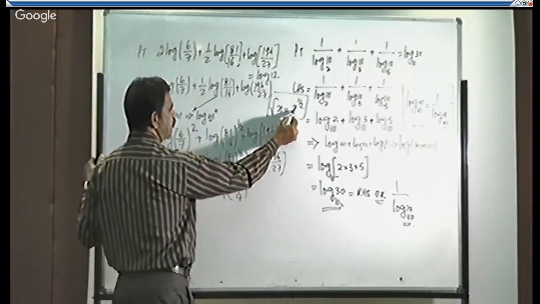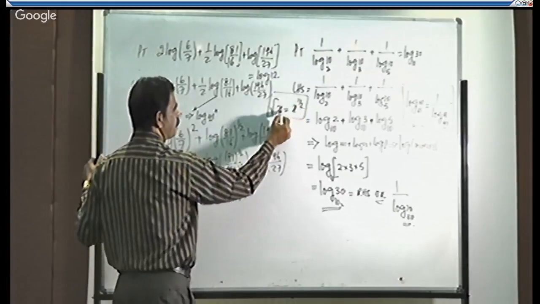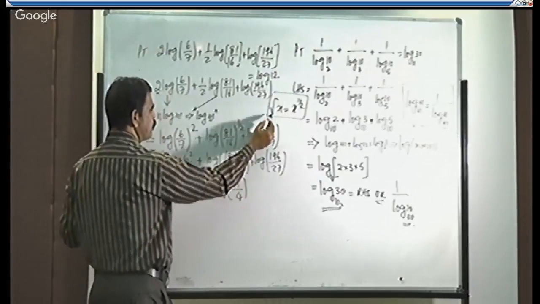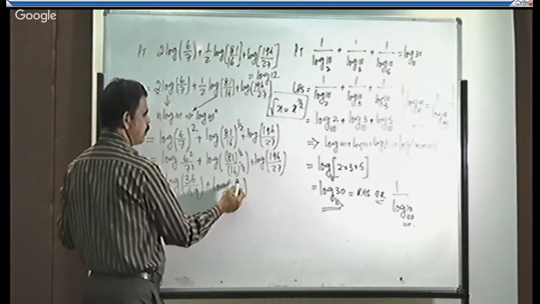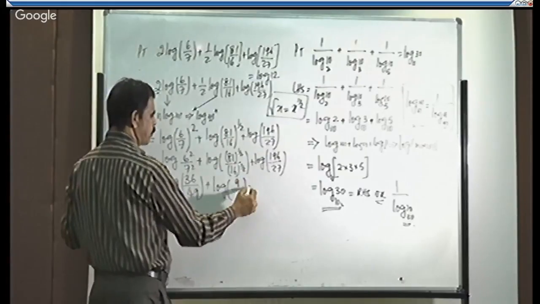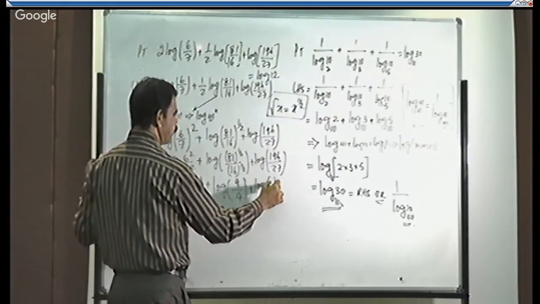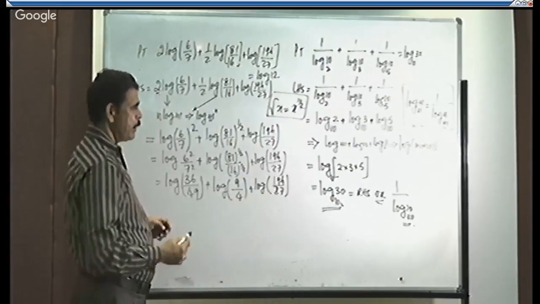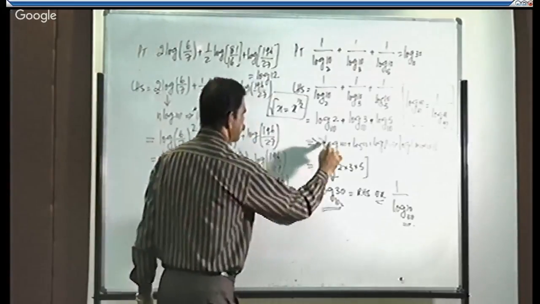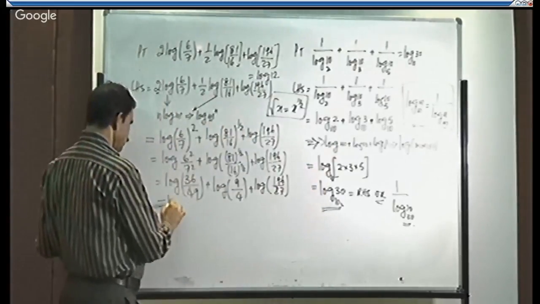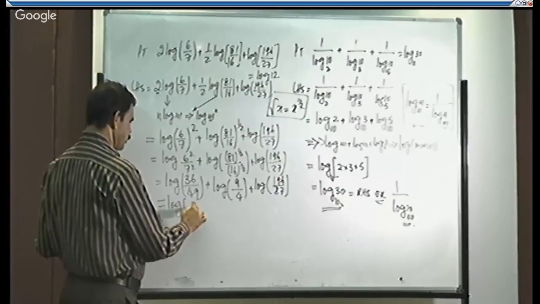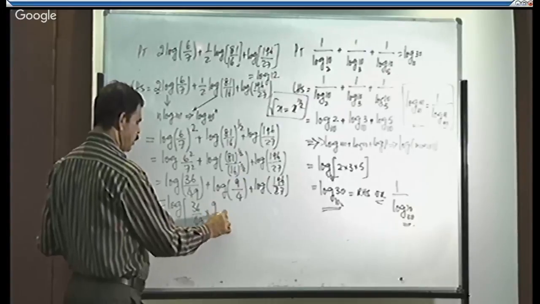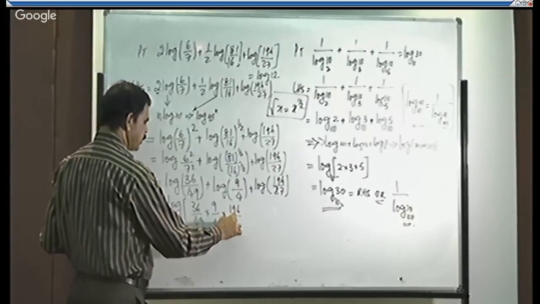According to this, root x is equal to x to the power of half, or x to the power of half is equal to root x. So 81 to the power of half is root 81, which is 9, like root 16 is 4, plus log of 196 divided by 27. Now, according to this extension of first law, we can take it as log of 36 by 49 into 9 divided by 4 into 196 divided by 27.